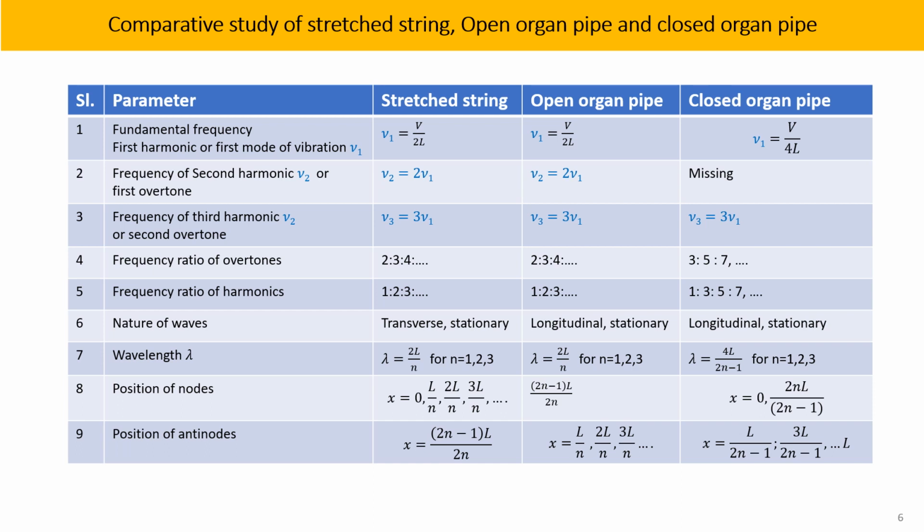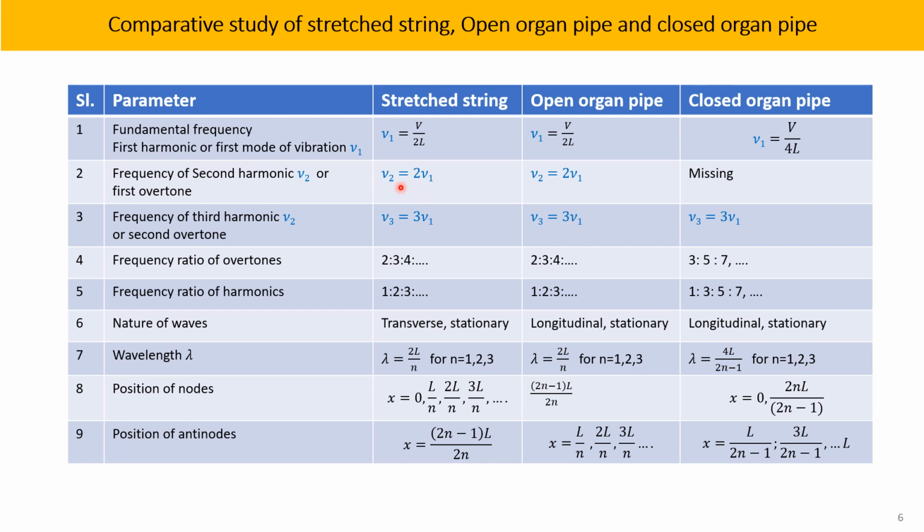Now we will see the comparison of stretched string, open organ pipe and closed organ pipe. Please see the figure here. The fundamental frequency or the first harmonic or first mode of vibration nu1 is given by nu1 is equal to V by 2L. This is same as open organ pipe, but in closed organ pipe nu1 is equal to V divided by 4L, where nu1 is the fundamental frequency, V is the velocity and L is the length of the pipe or the stretched string.